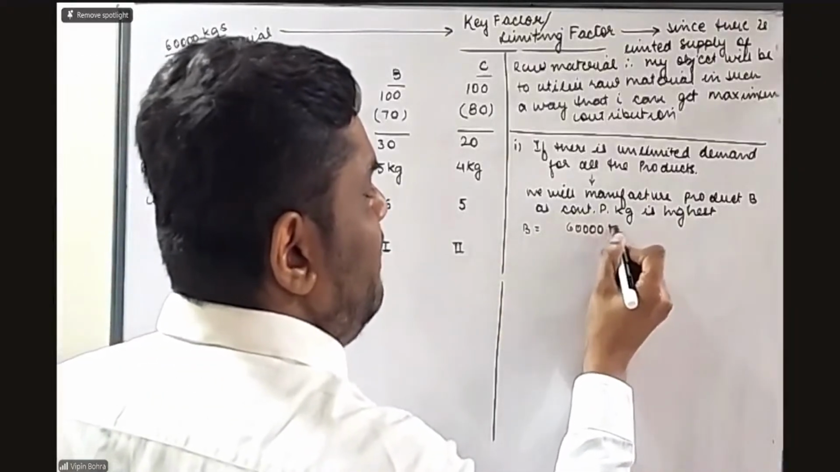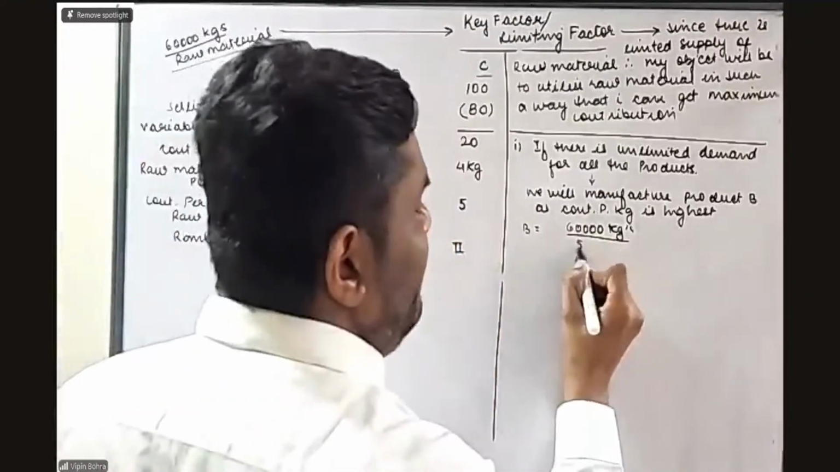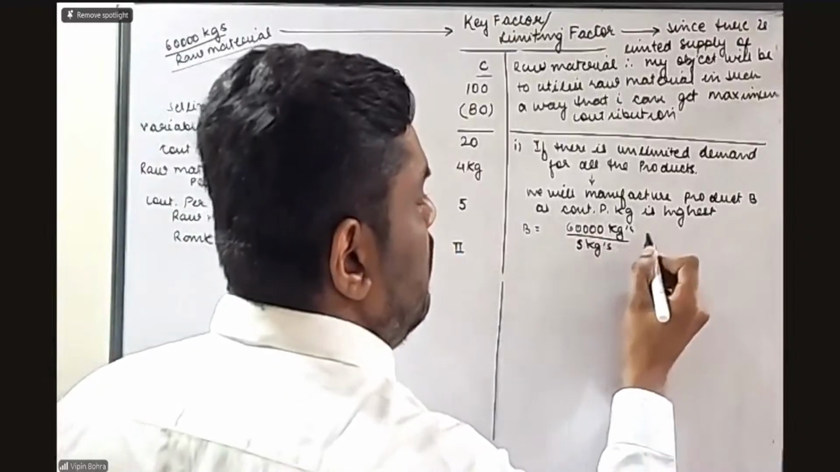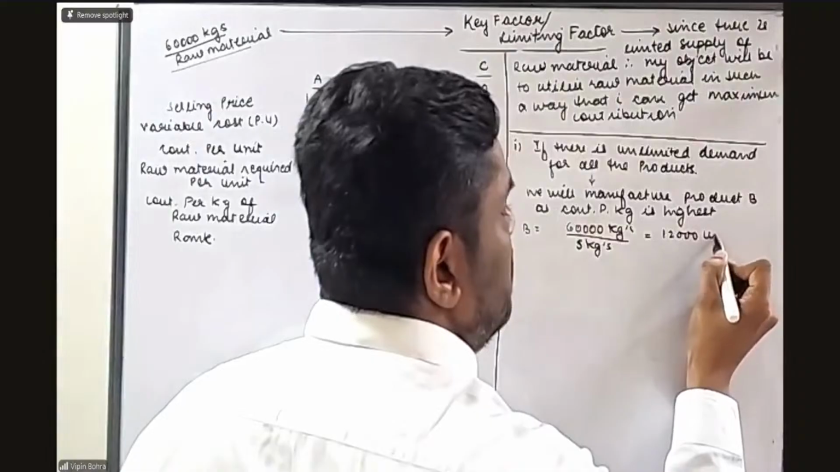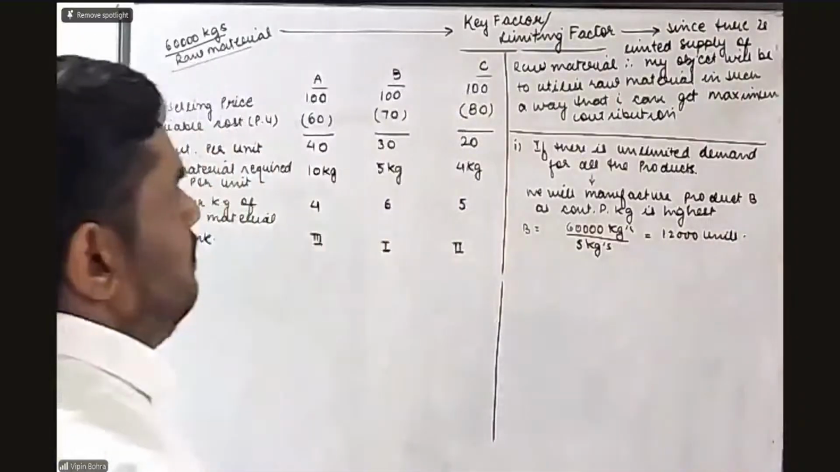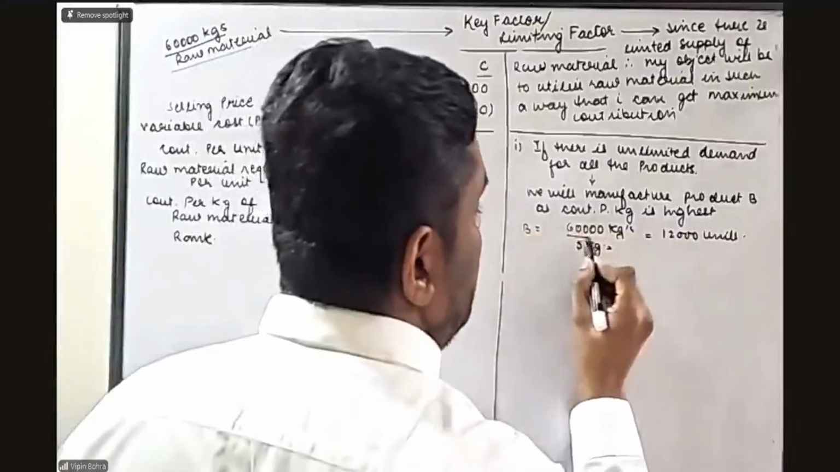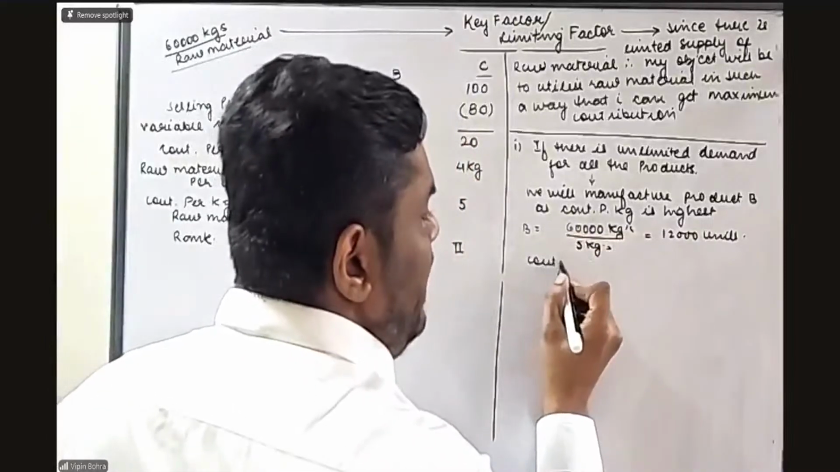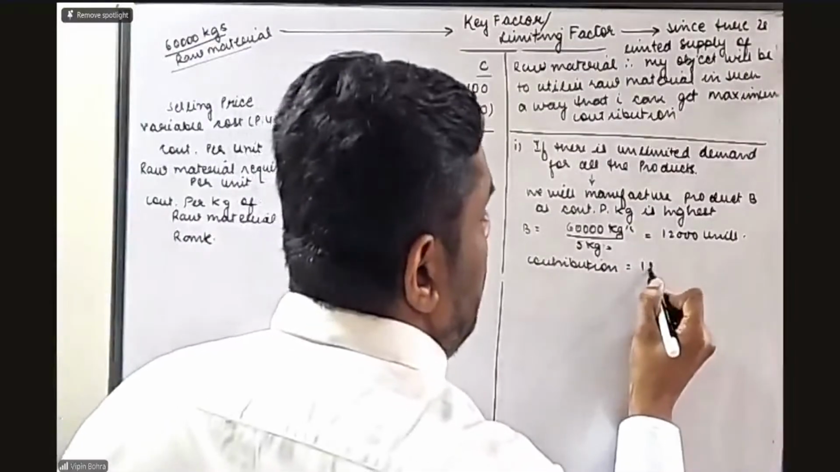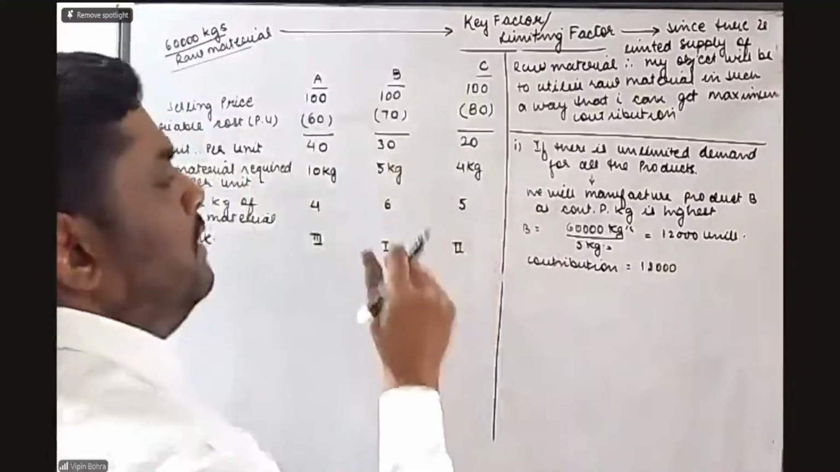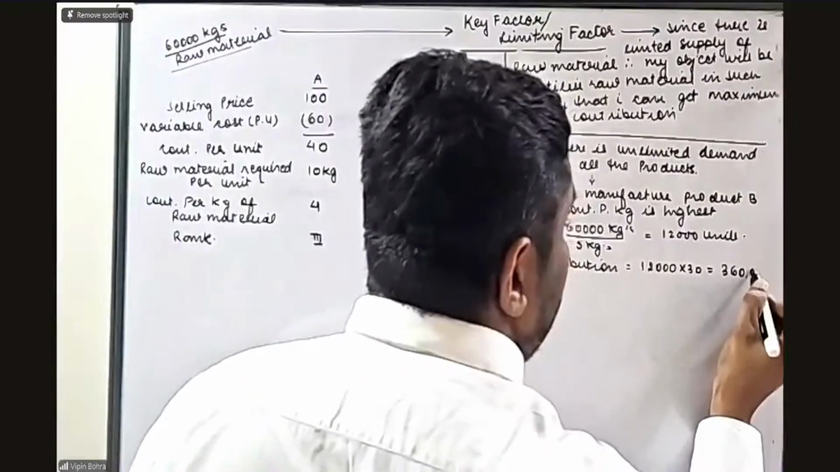60,000 kgs we have, and one unit requires how many kgs? 5 kgs. So how many units will be manufactured? 12,000 units. So contribution will be how much? Into 30. So this will be 3,60,000.